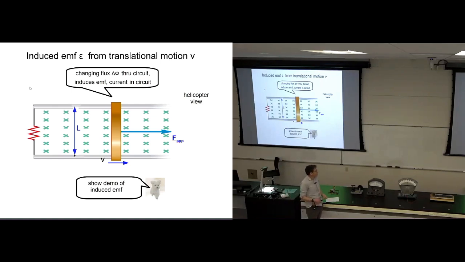I wanted to introduce some quantities that are relevant to understanding this arrangement, and some of them are pictured here. One is the length, the separation of the rails, so the length of the rod. Then there's the motion of the rod, that's down here, and then here's the force that I was applying to the rod to move it to and fro.